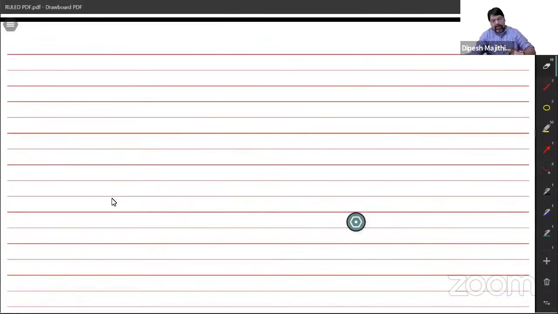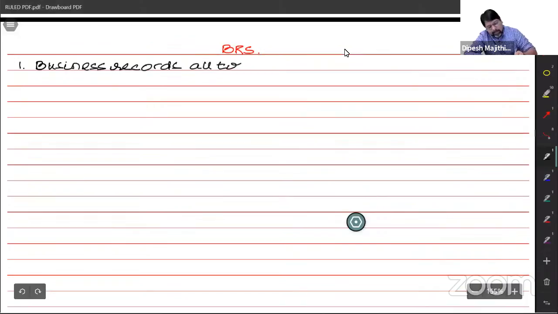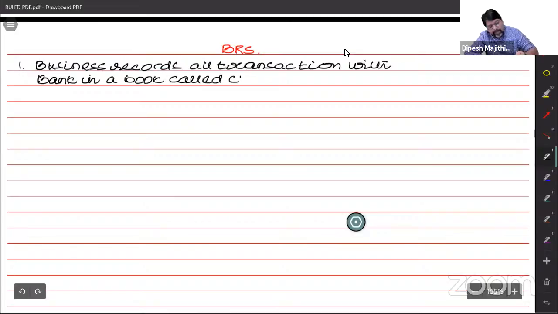Bank reconciliation statement. The short form is BRS. Correct. So point number 1, which was important over here, is: business records all transactions with bank in a book called cash book.